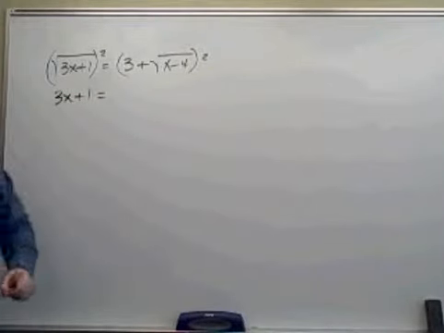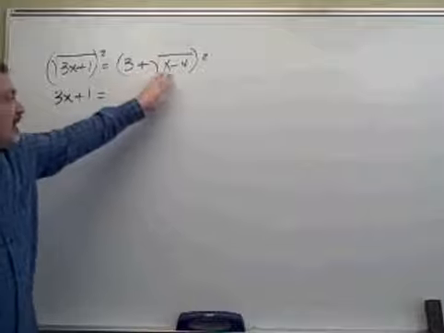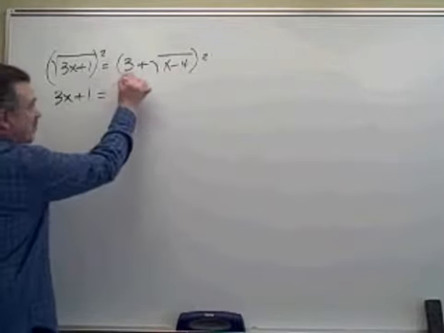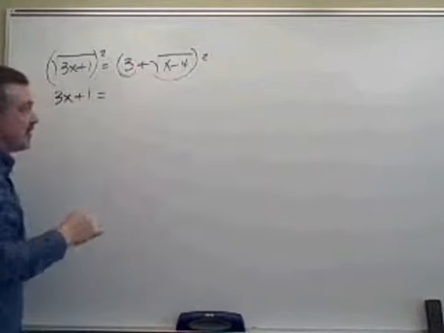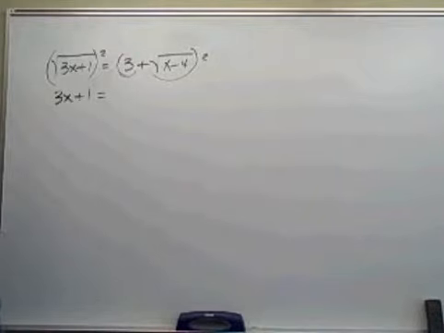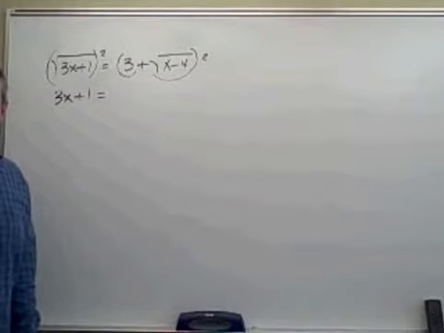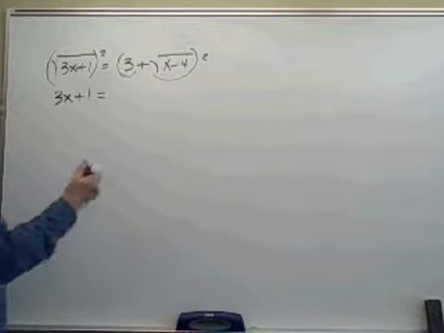But now here's where the fun begins. We have to square this binomial. See, this is a binomial. There's one term, there's the other term. We're squaring the binomial. That means you multiply it times itself. If you're multiplying binomials, you must use the FOIL method.